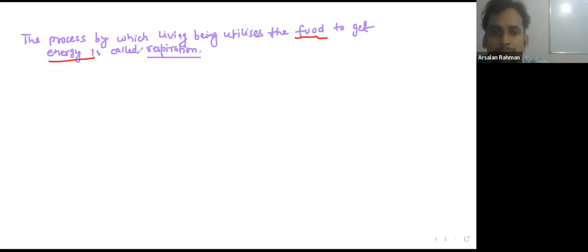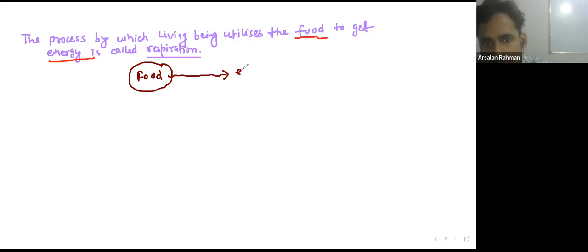That means in respiration, what will we do? We will convert the food. Which type of food are we talking about? Absorbable food. We will convert the food into energy. This process is called respiration.